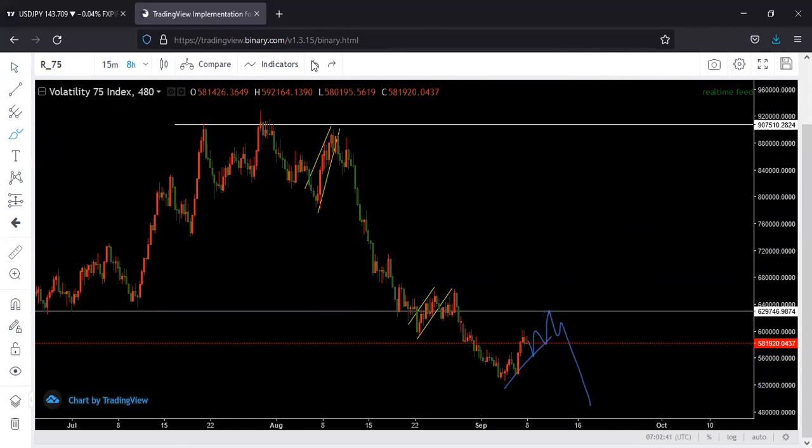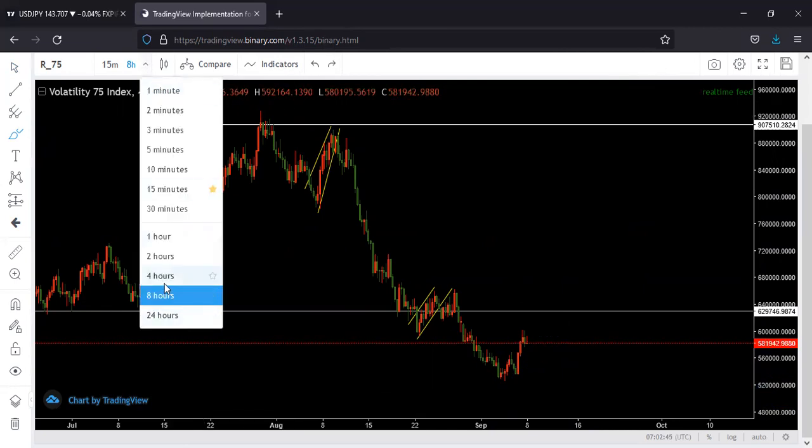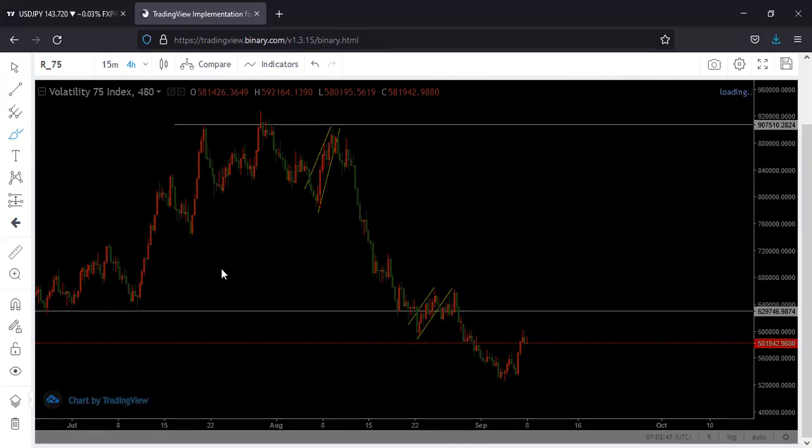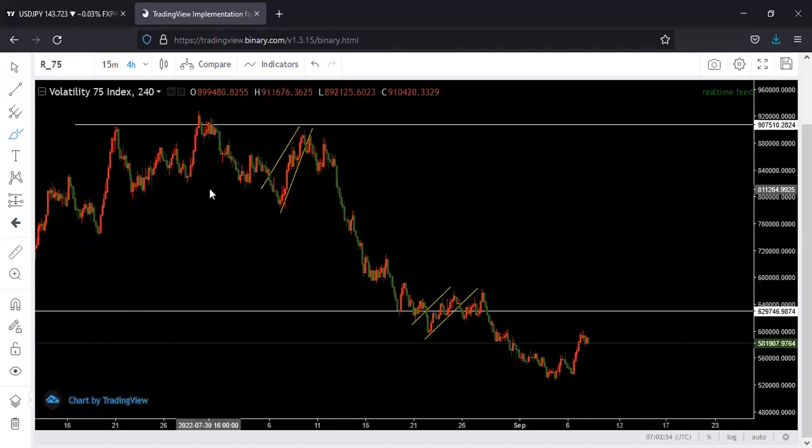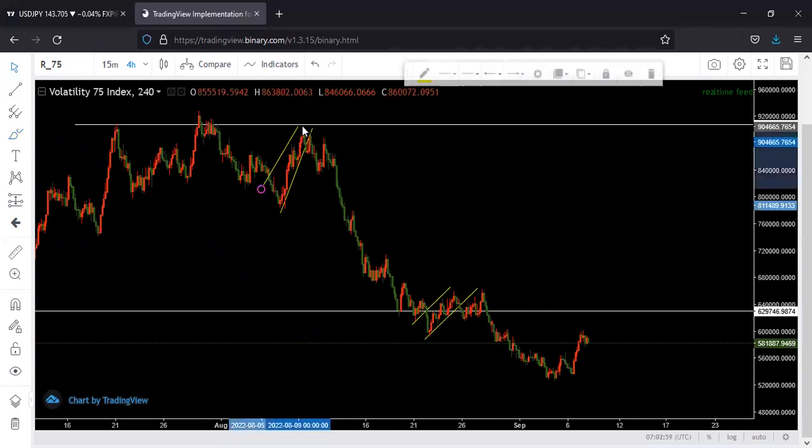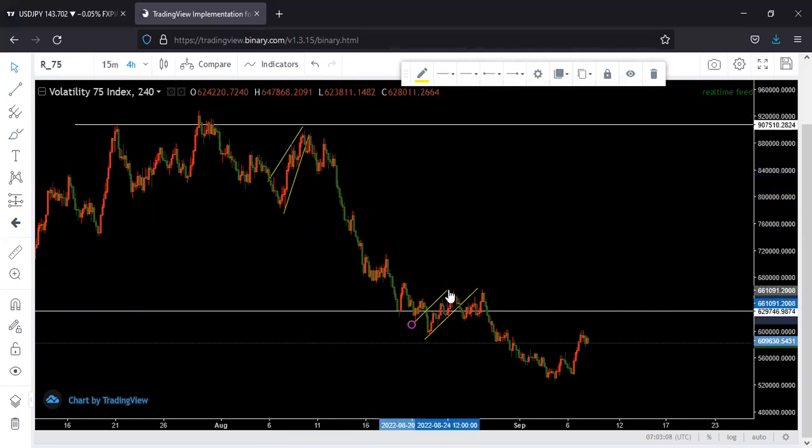Without wasting our time, guys, let us proceed. What are we going to do next? We are going to the 4 hours time frame. Keep in mind that you should tweak your trend lines as much as possible so that you can see the good picture. Tweak your trend lines there like this. Again, tweak your trend line so that you can see the good picture.